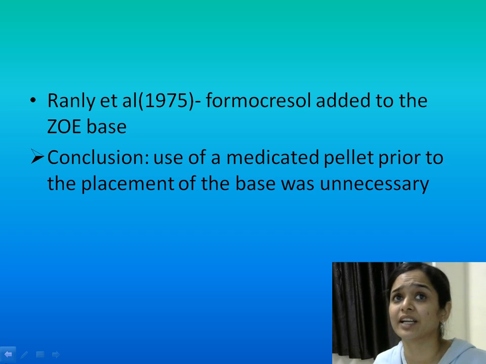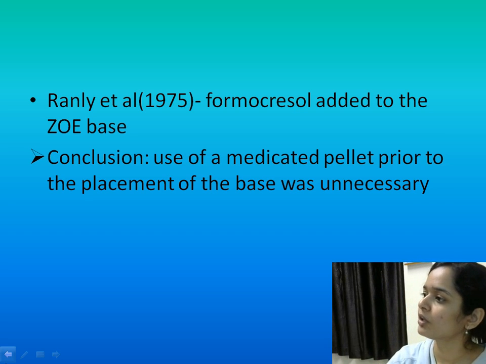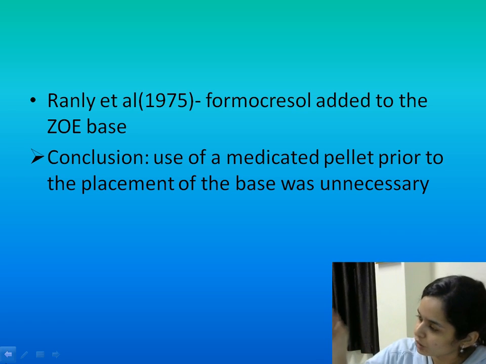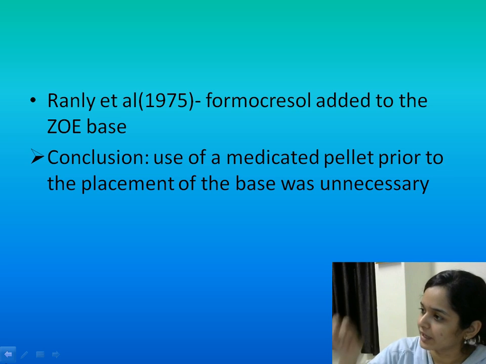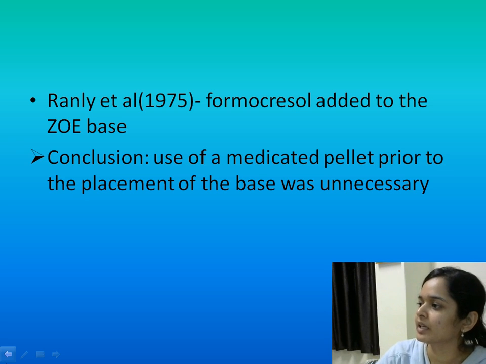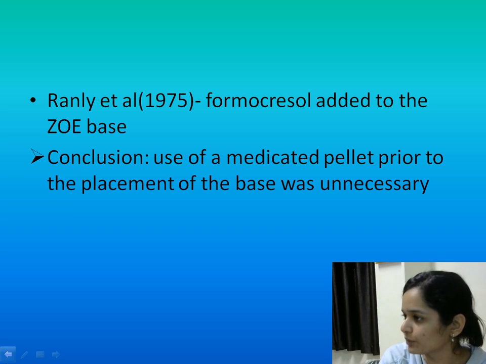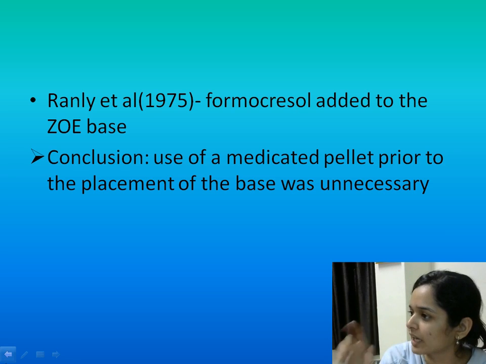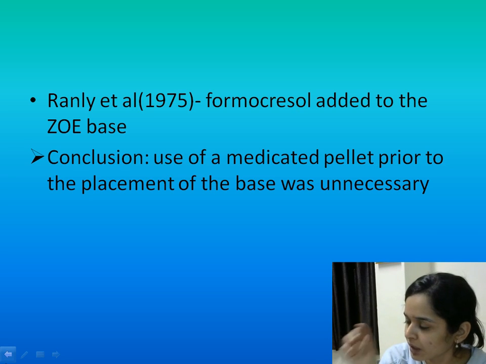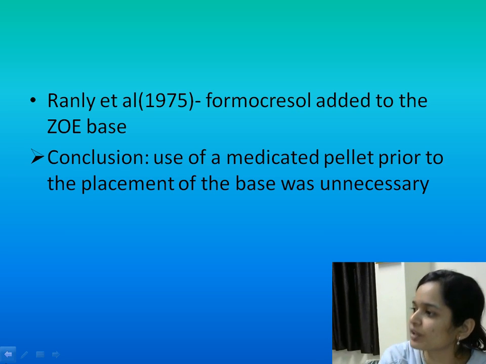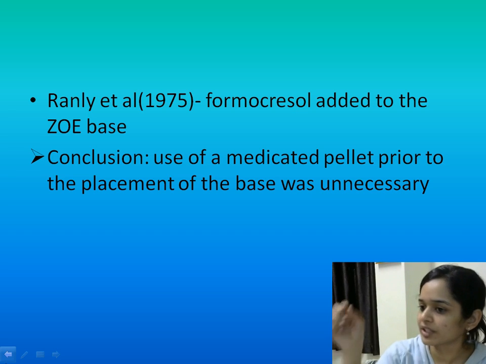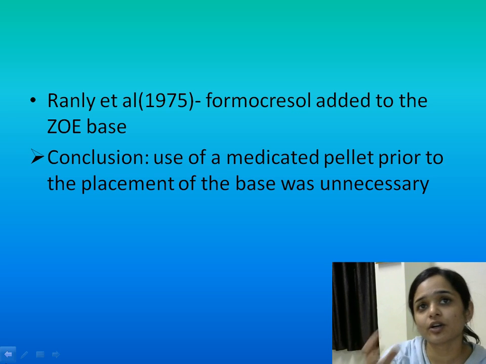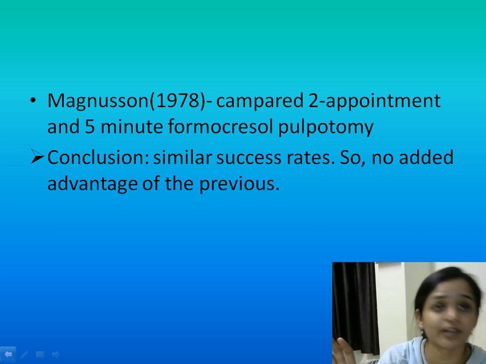What he said was, you add the formocresol to the ZOE, and you are applying the ZOE later, right? So in the eugenol only you add that drop of formocresol and you need not apply the formocresol separately, but the success rate was not good with this type of case. And formocresol is carcinogenic, mutagenic. You are keeping the formocresol in prolonged contact with the tissue. Here you are keeping it for 4 minutes and removing it and putting a ZOE base. Here you are keeping it for a long duration, so this was not advised.